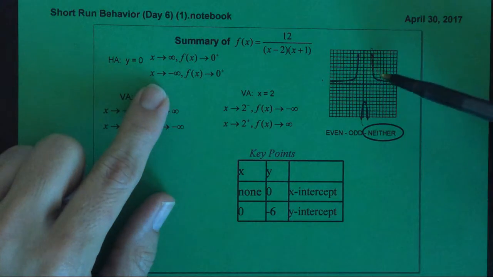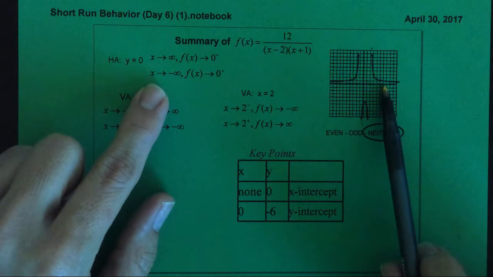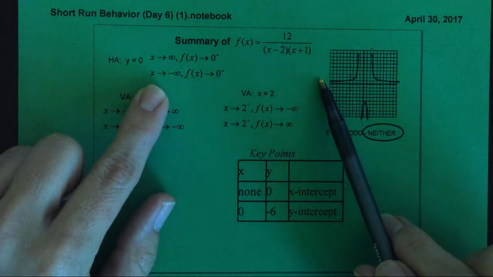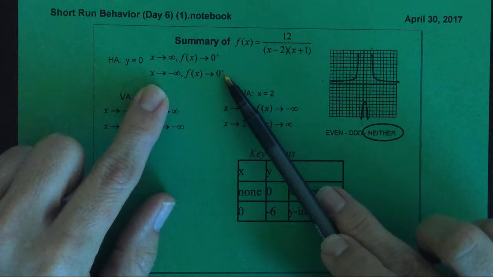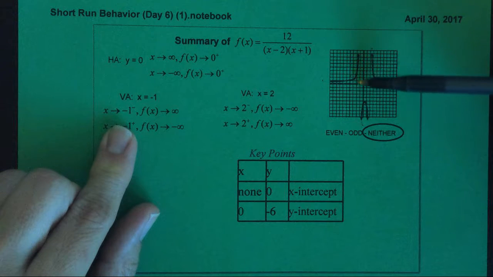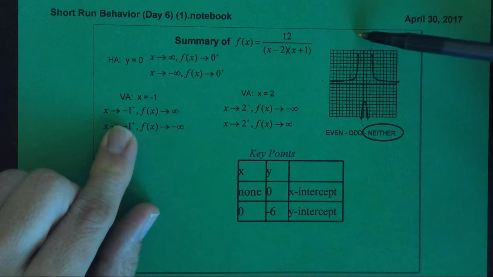So our long-run behavior, left and right. As x goes off to infinity, we're above 0. As x goes off to negative infinity, I'm still above 0. Now I'm going to look at my two short-run behaviors. As x approaches negative 1 from the left, we went up.